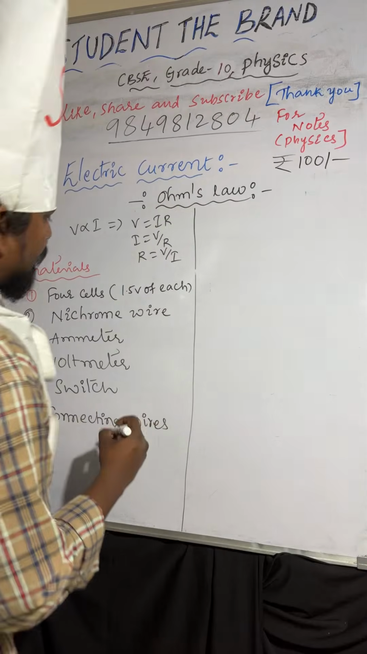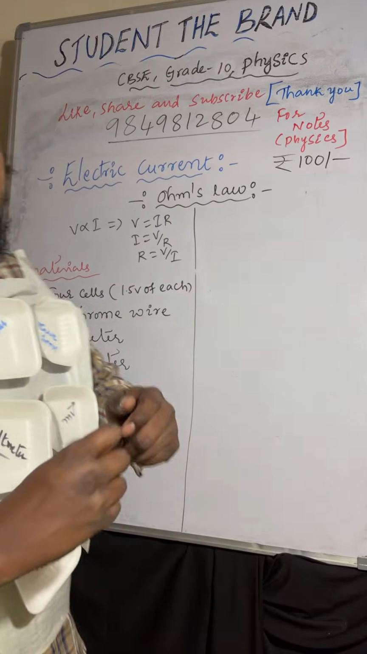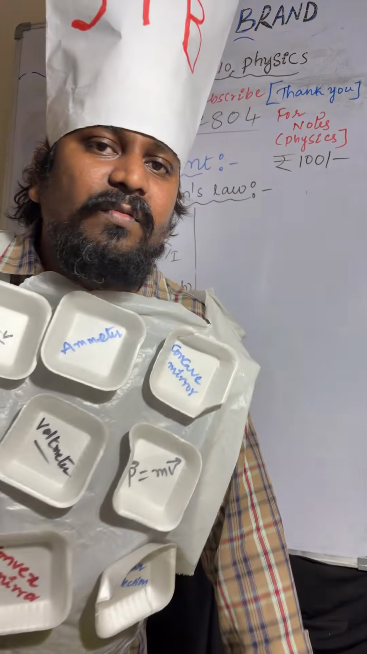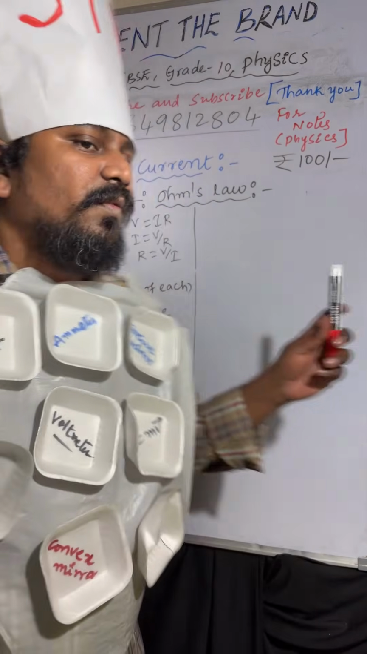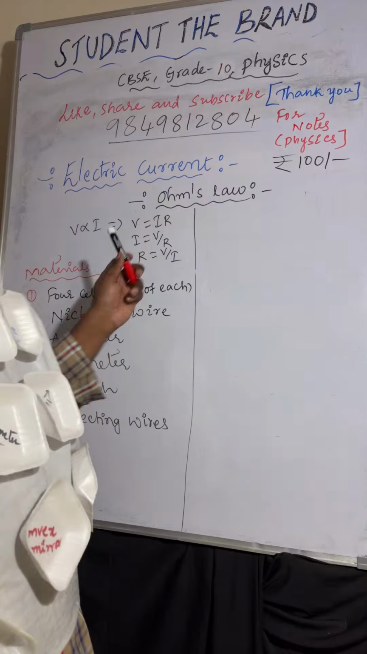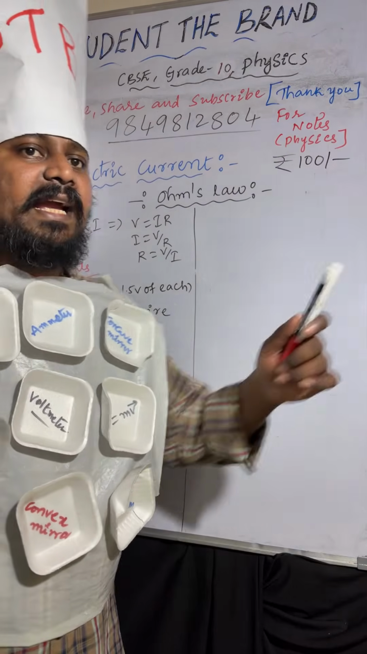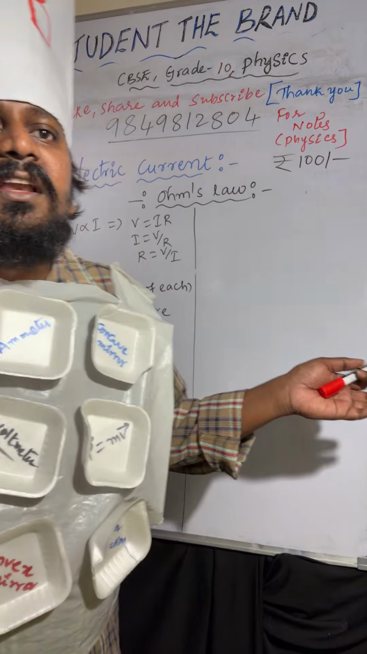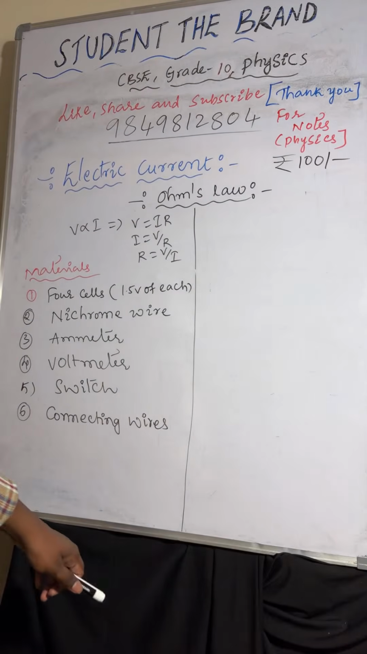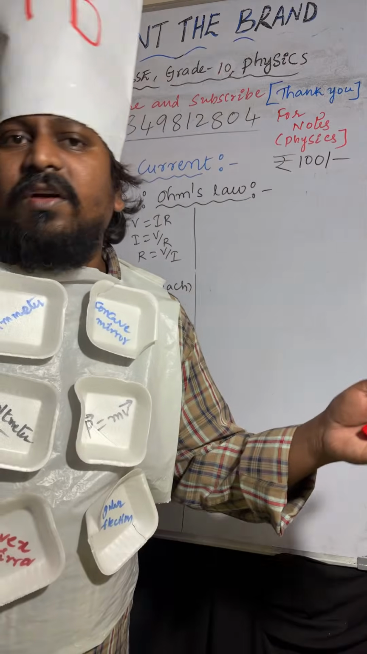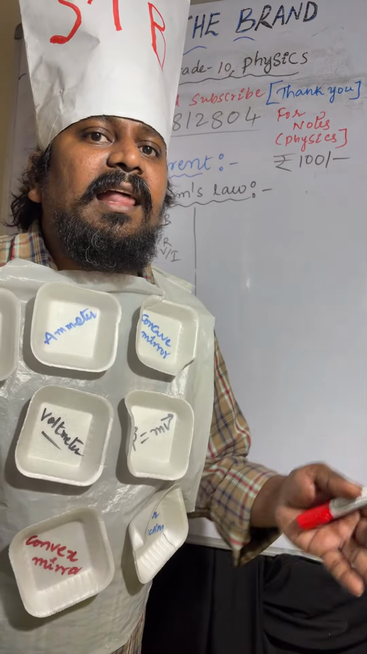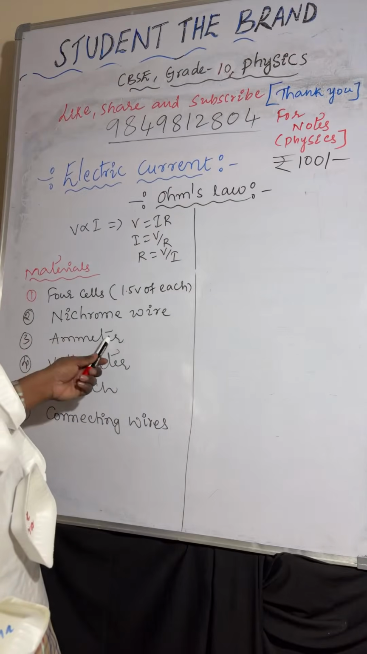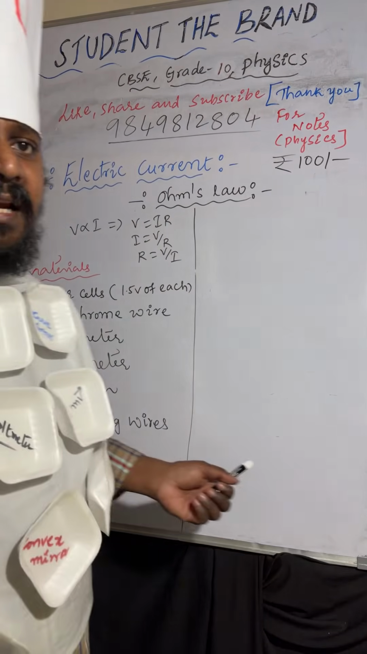Once again, what are the materials required to do the Ohm's law activity? First one is 4 cells, 1.5 volts each. Second one, nichrome wire, an alloy of nickel, chromium, manganese and iron metals. And then ammeter, voltmeter, switch and connecting wires.